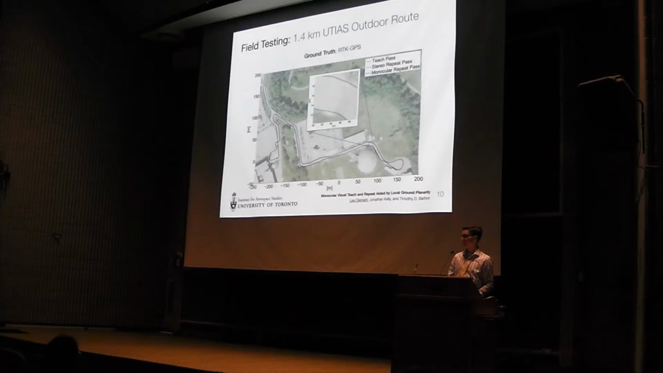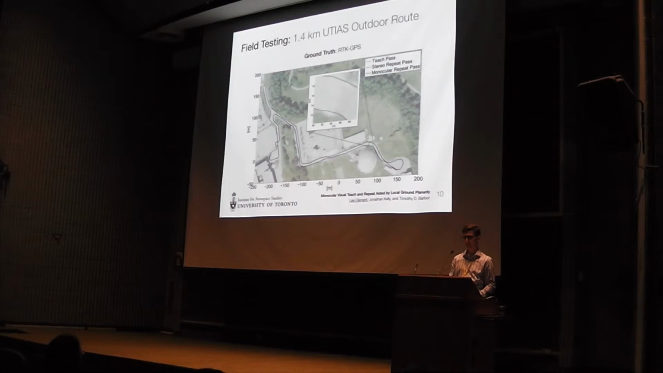So this is the outdoor route that we came up with. It's a 1.4 kilometer drive around various parts of Vitalis. There are some different terrain types: grass, gravel, sand, parking lots with varying degrees of texture. And the procedure here was that we would drive the vehicle along some route manually, record the stereo data, and then use that exact same video sequence to train both the monocular and stereo pipelines, and then try and repeat it both ways.